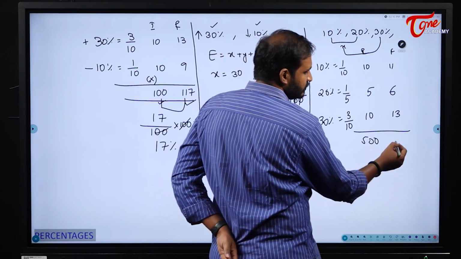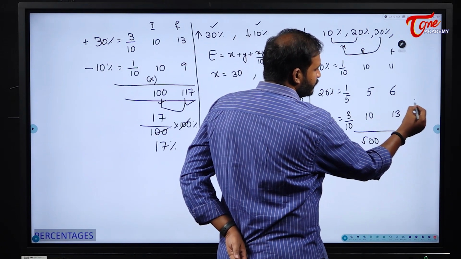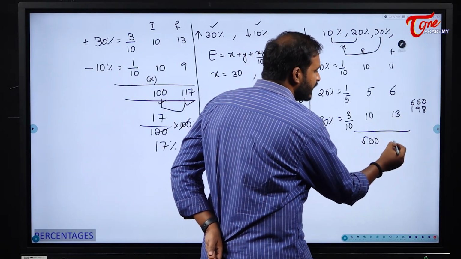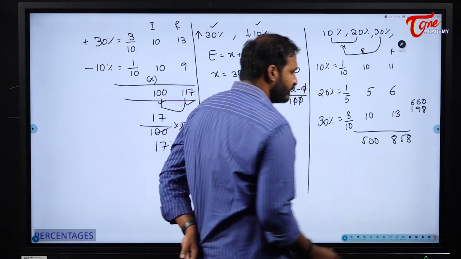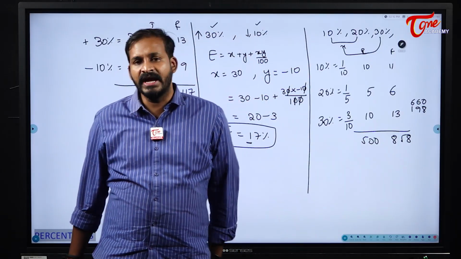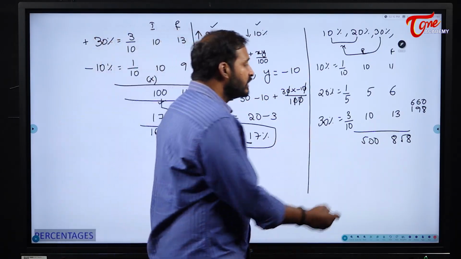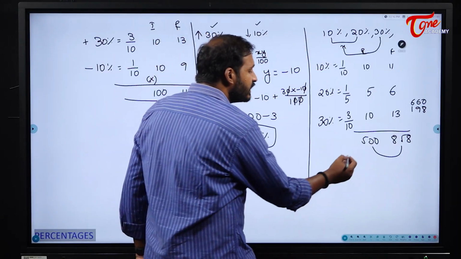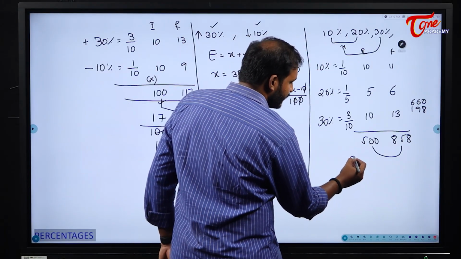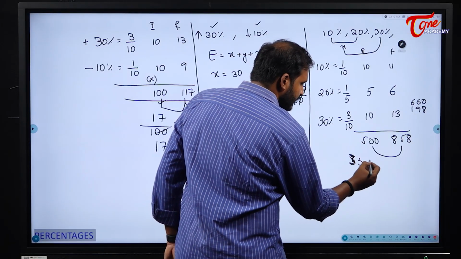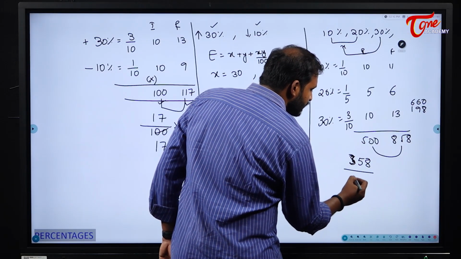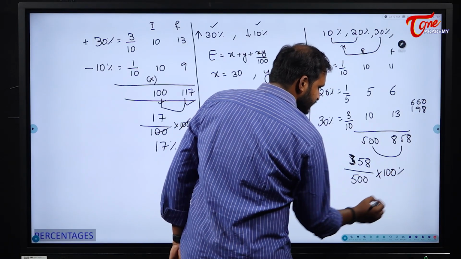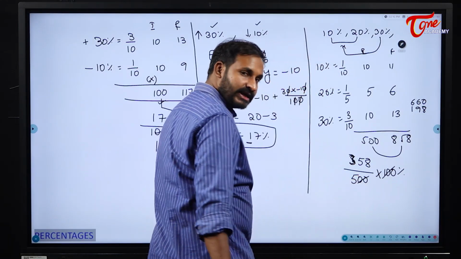660 plus 198, we are going to get 858. So that means from 500 my value was changed to 858. So what is the increase in the price here? 358. And what is the actual value here? 500 into 100%. 2 zeros will get cancelled.